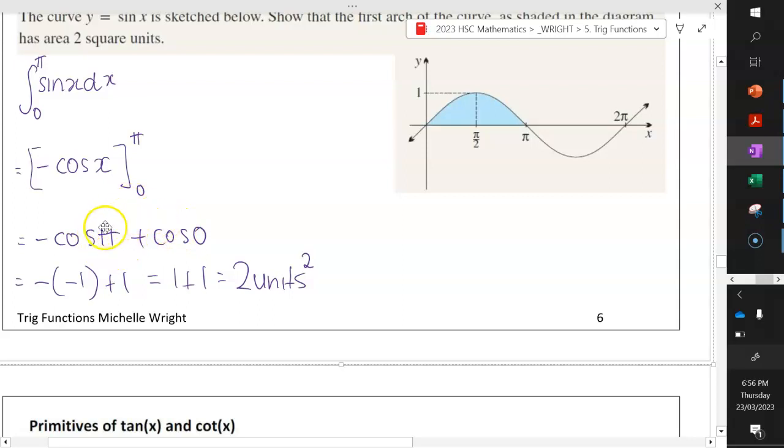Pi is 180. So you can pop that in the calculator if you like. So it becomes minus cos of pi is minus 1. Cos of 0 is 1. So we get minus 1 plus 1, which is 2 units squared. So that's a nice simple one to warm us up there.